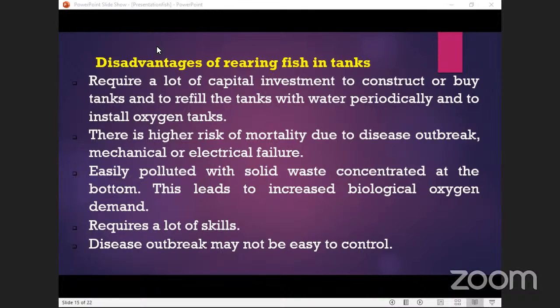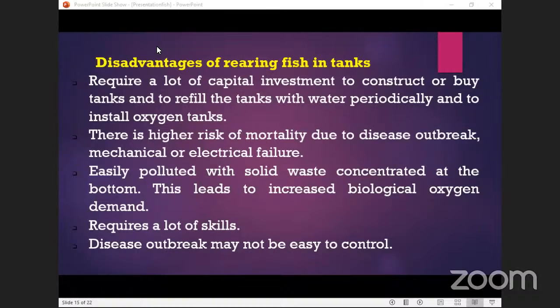And then the other is, it's easily polluted with solid waste concentrated at the bottom. This leads to increased biological oxygen demand. The dirt which collects below the tank can easily kill the fish through suffocation.